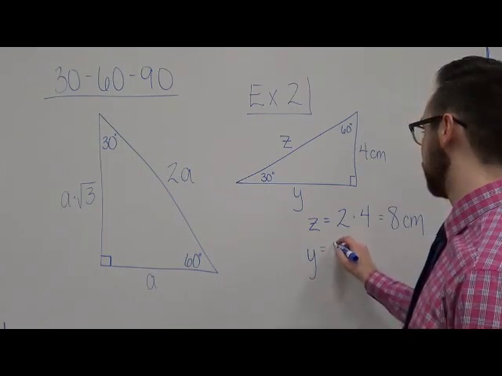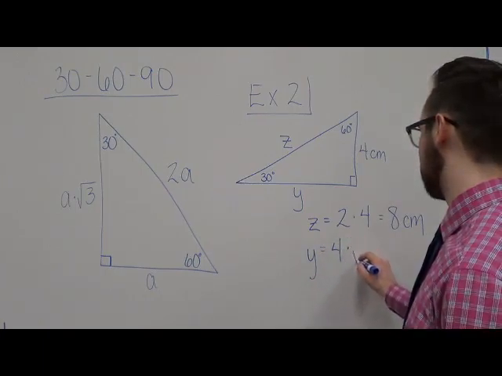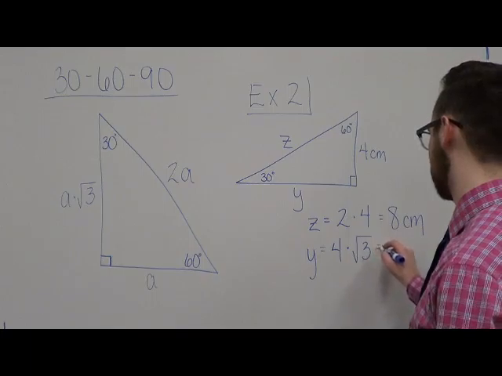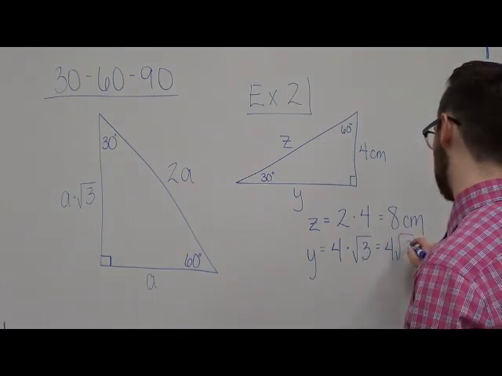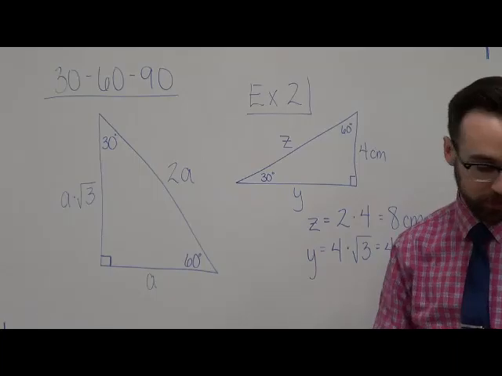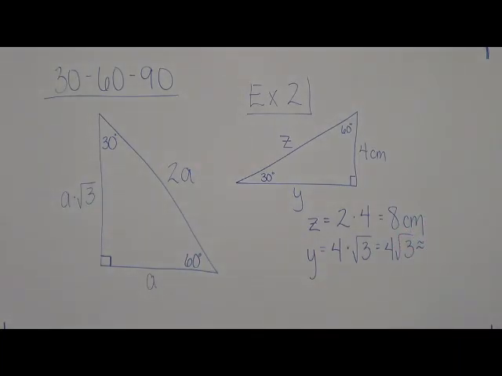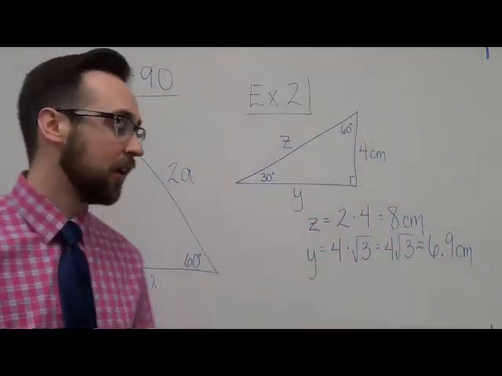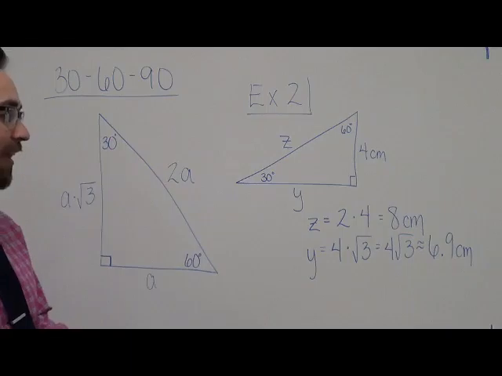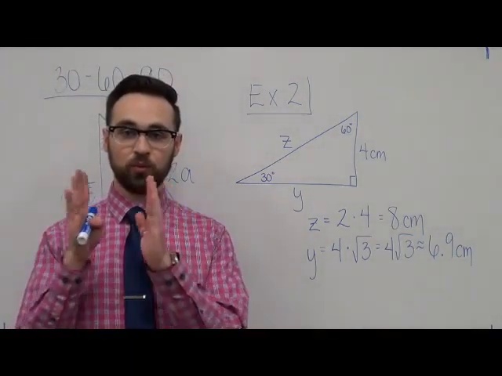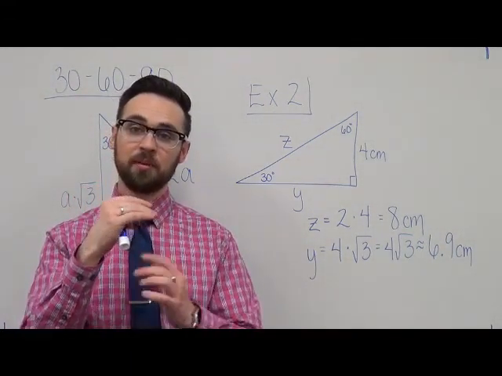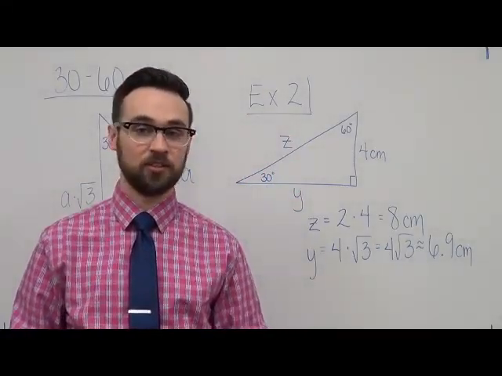Y is going to be 4 times the square root of 3, which you could just leave as 4 square root of 3, or we could multiply it out and get 6.9 centimeters. Again, not hard, it's just being sure to carefully identify which one's the shortest and what you're multiplying it by for each particular side.